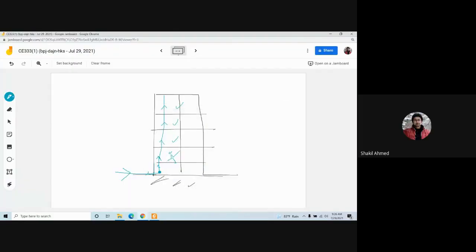Water is flowing upward. For these people, water is flowing upward. So this is called upfeed, upfeed flow system.